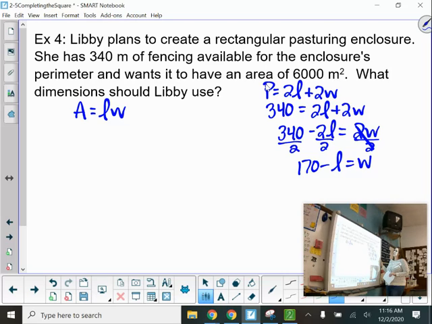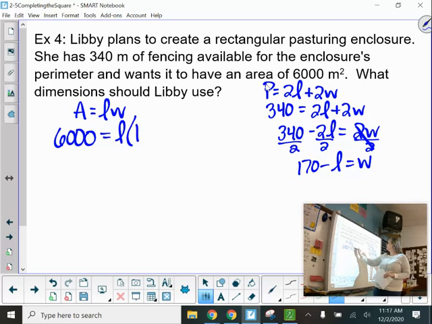It's always helpful whenever you do these, and this is a common question whenever you're dealing with something that's rectangular, because it's going to have different length and width values. Anytime I have a W now, I can put in 170 minus L, and that's what I'm going to do over here. So my area is 6,000. L is going to stay L, but W, I'm going to change to 170 minus L. If I distribute this, I get 6,000 is equal to 170L minus L squared.